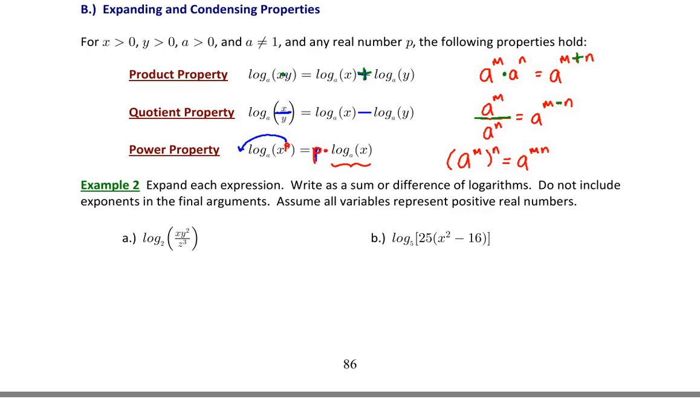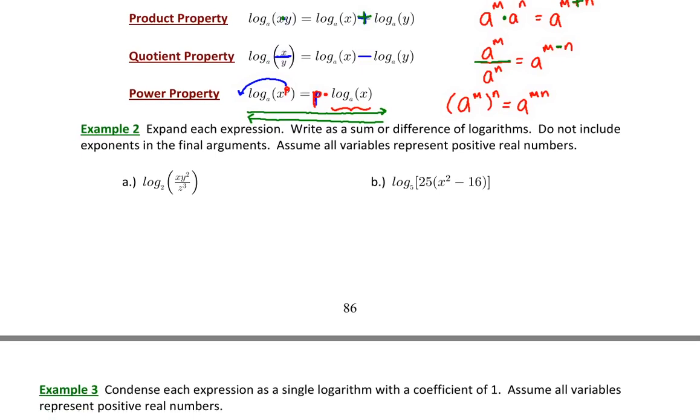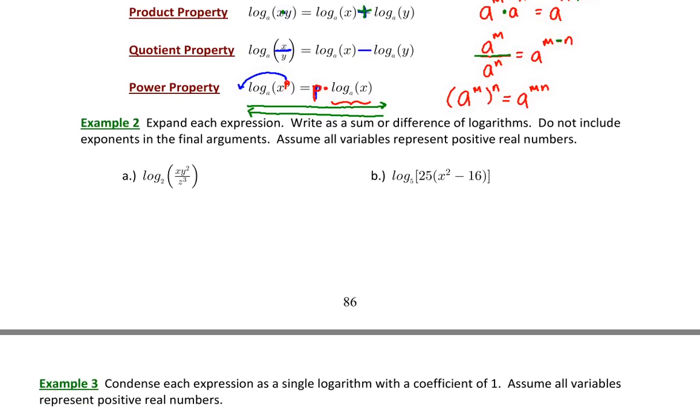So let's see how we can apply these properties. If we read these properties from left to right, we call them expanding properties. But if we read them from right to left, we call them condensing properties. So let's look at the expansion direction. On example 2, we want to expand each expression. Write each as a sum or a difference of logarithms, and we don't want to include any exponents in the final arguments. And we're going to assume all variables represent positive real numbers, so our logarithms are defined.